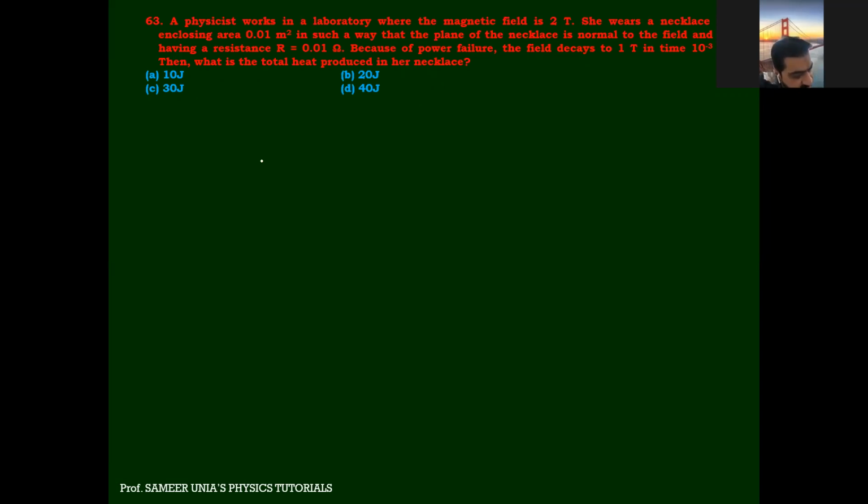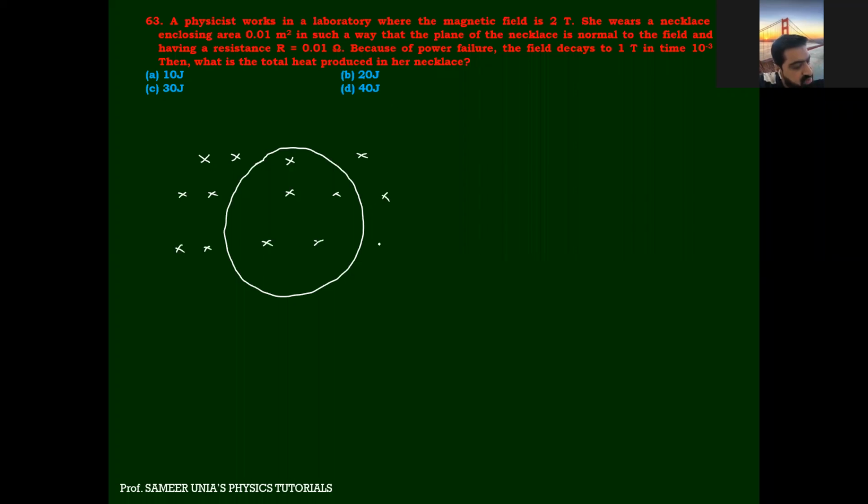It means if this is the necklace, the magnetic field is perpendicular to the plane. The initial magnetic field is given as 2 Tesla. The area of the loop is given as 0.01 meter square. The necklace is normal to the field, and the resistance of the necklace is 0.01 ohms.